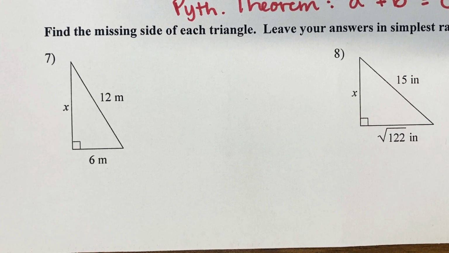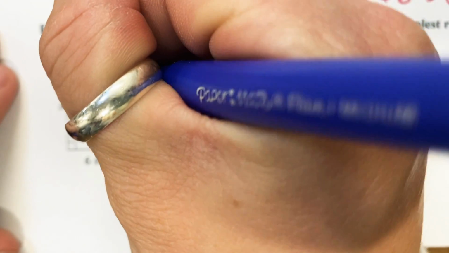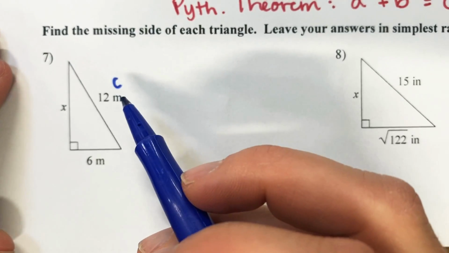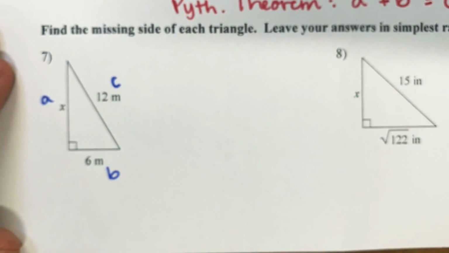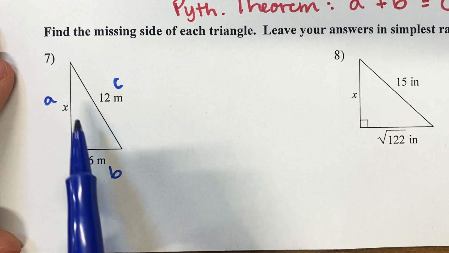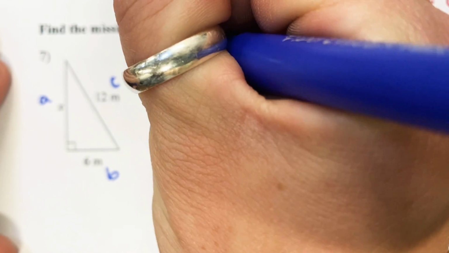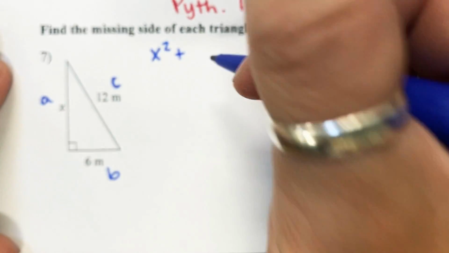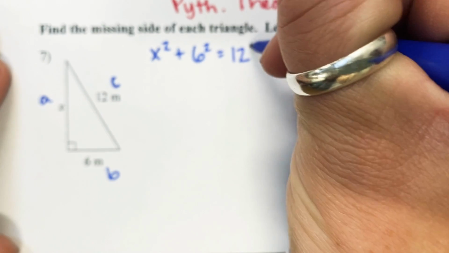So on number 7, let's go ahead and identify A, B, and C. Okay, so I have my C is 12. First thing I want to identify. I'm going to make X my A and 6 my B. Okay, so now I can fill in my Pythagorean theorem. A squared is X squared. My B is 6. 6 squared equals C squared. 12 squared.